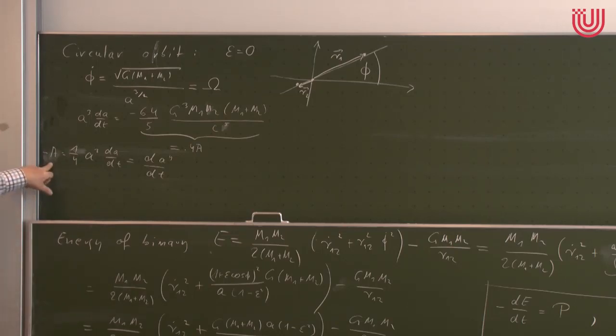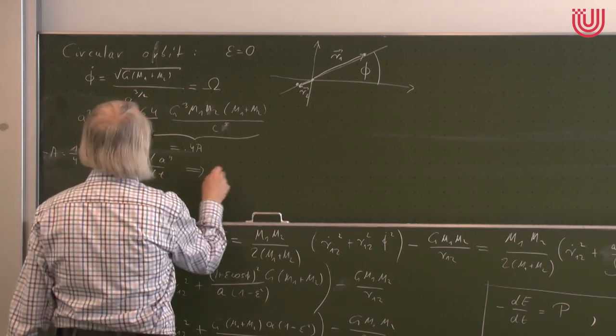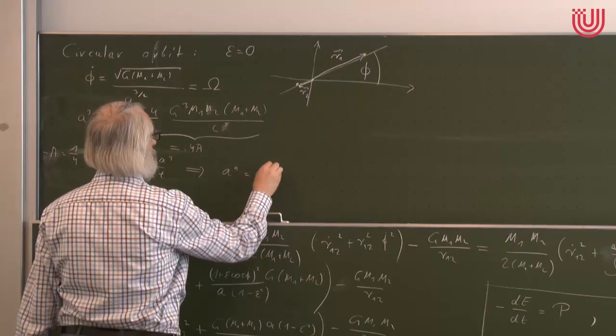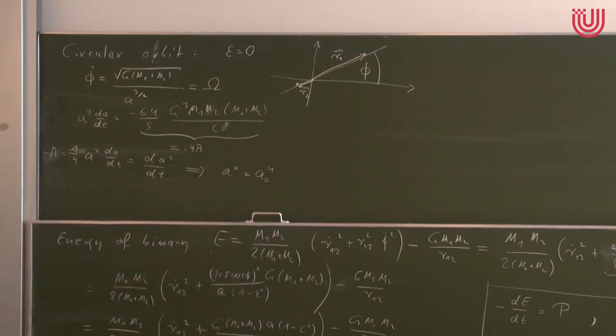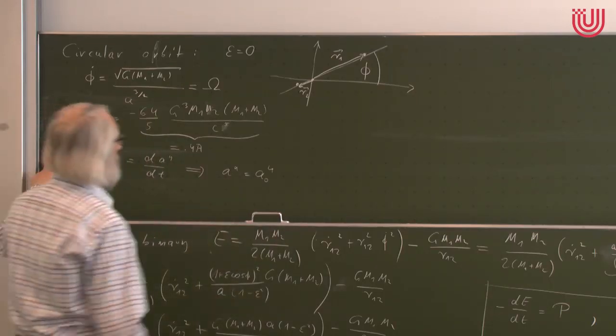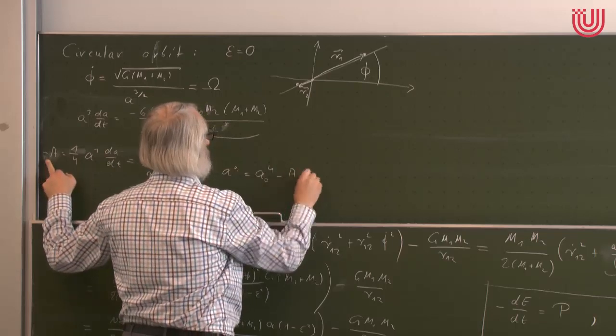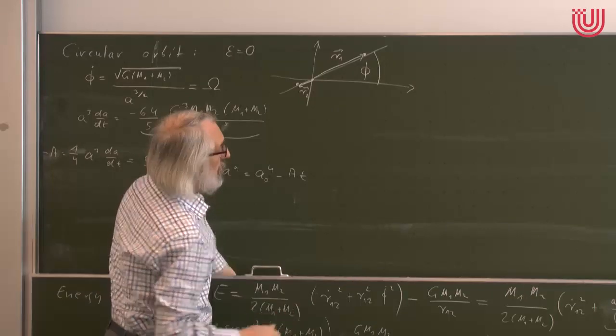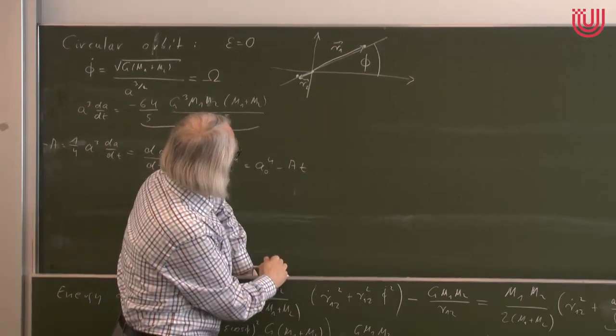And because a is a constant, this is not very difficult to integrate. So this gives us a to the 4 is an integration constant, which I call a naught to the 4, minus at. That's the solution to this very complicated differential equation.